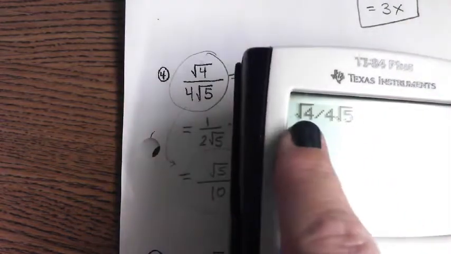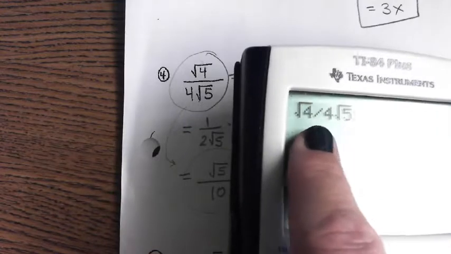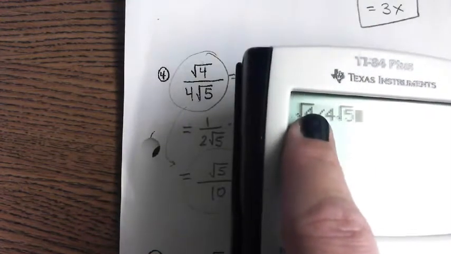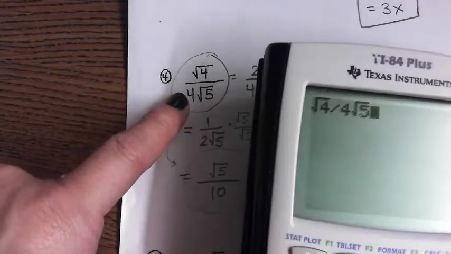The calculator does order of operations. It's going to take root 4 and divide it by 4 first, take that answer, and then multiply it by root 5. That's not what that presentation tells us, is it?